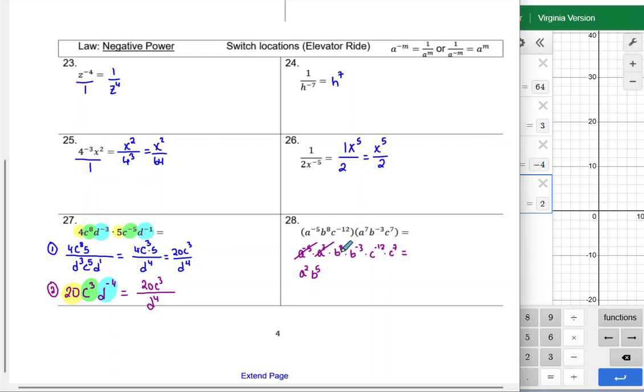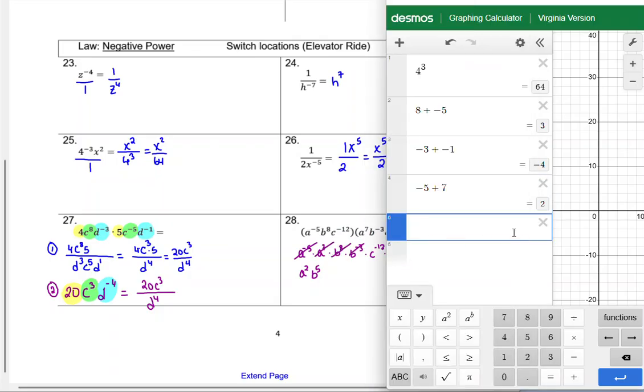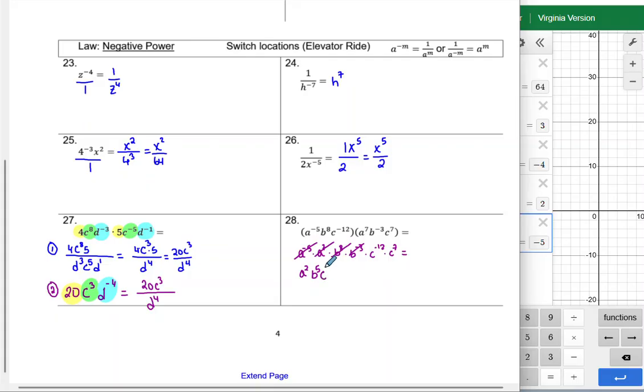8 plus -3, which is the same as 8 minus 3, which is 5. So b to the 5, that's also positive. So this is done, this is done. And then -12 plus 7, that's -5. So that's going to be c to the power of -5. And then we're just going to move the c variable down, so c to the 5. Okay, and that's that. I think I like this method. All right, let's go to the next page.